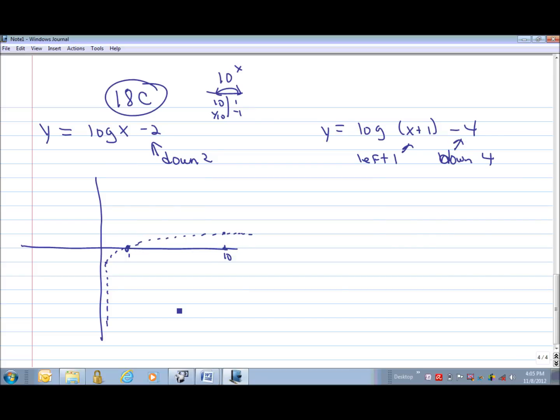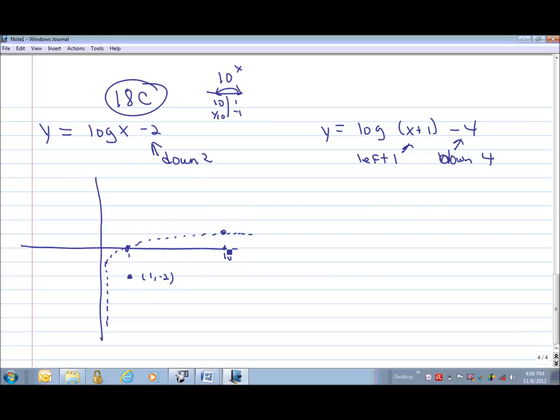That's what our parent base log graph looks like, or approximately looks like. All right, this would just be shifted down 2. That's it. You're just going to shift this down 2. So if this was 1, 0, and you shift it down 2, it is now going to be 1, -2. So this is going to be at 1, -2.